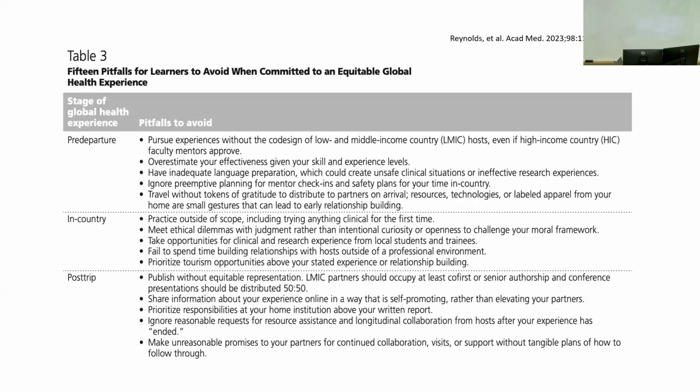Pre-departure. Pursue experiences without co-designing with the place you're going. "Dr. Said, I really want to go to Namibia." Why? "But I really want to. And I really want to do a surgical rotation." Do the Namibians want you to come and do a surgical rotation there? The answer is no, or I don't know. You know what the answer is going to be from me. And I hope you understand why.